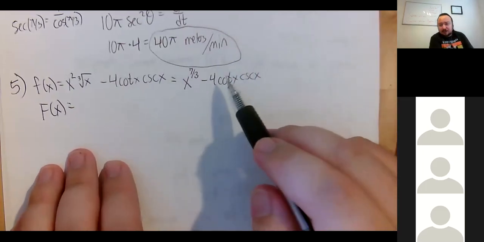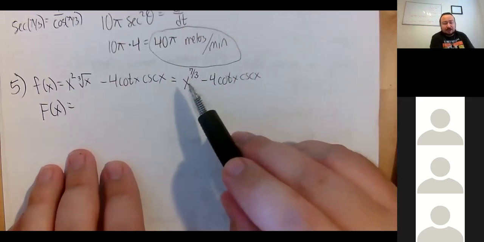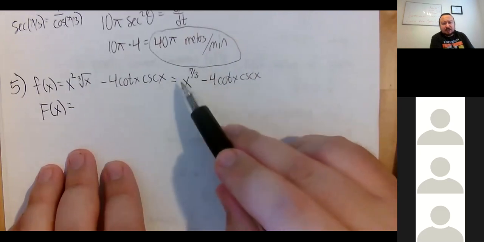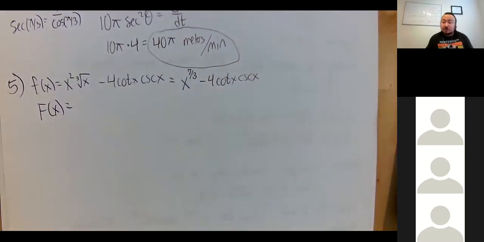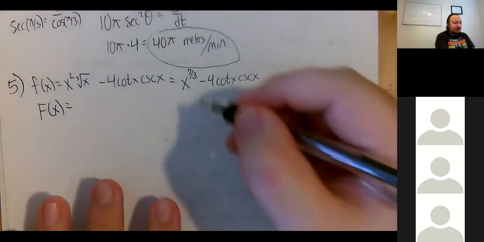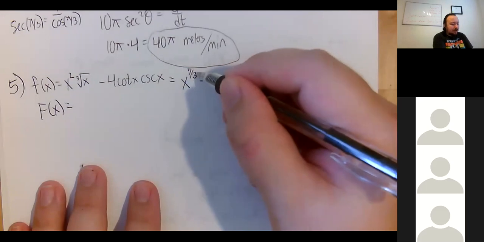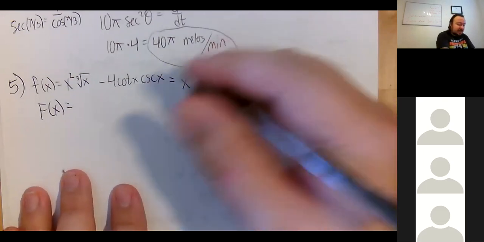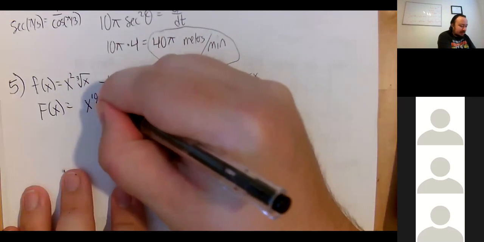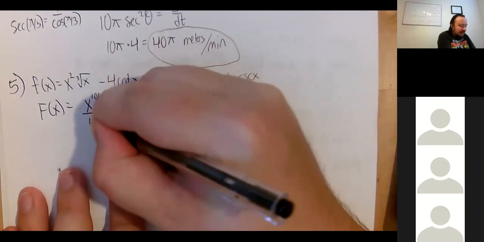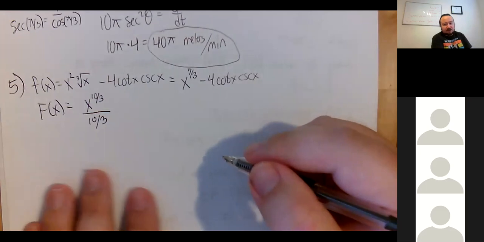This is going to make the next part a little bit better. Now that I know that this is x to the 7/3, I can use the power rule for antiderivatives on this. The power rule for antiderivatives is the reverse of the one for derivatives. Rather than lowering the power and multiplying by it, we raise the power and divide by it. So I'm going to raise this power by 1, or 3/3, making it 10/3, and then divide by my new power, which is 10/3.